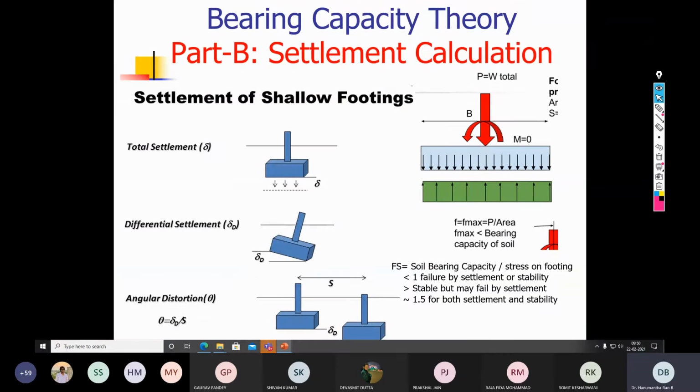So up to the previous class, we were discussing how to calculate the bearing capacity of a footing. Now today, let us take Part B of the shallow foundations, that is, calculation of the settlement. This part also, in brief, we discuss.